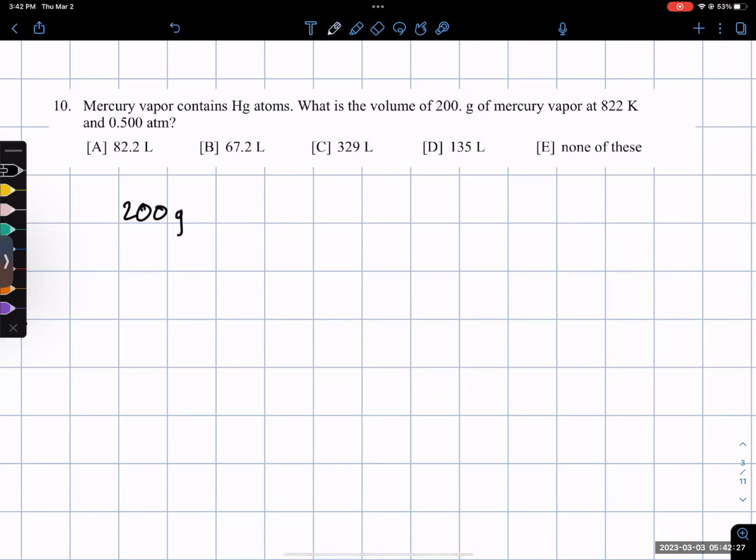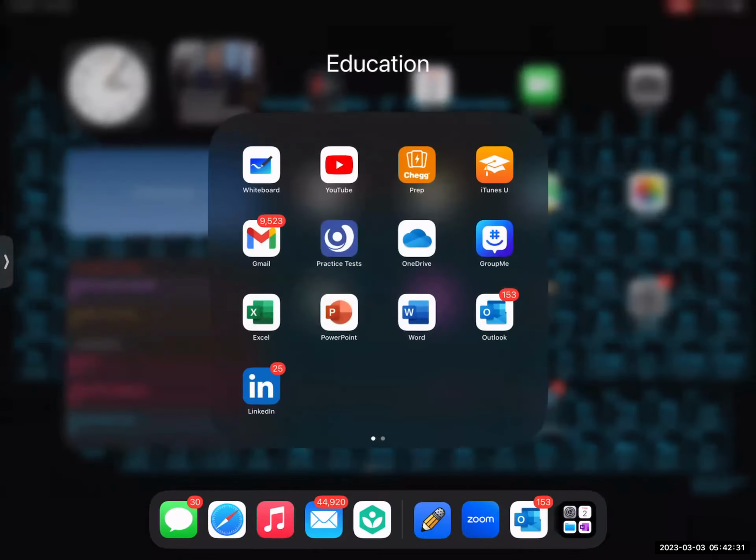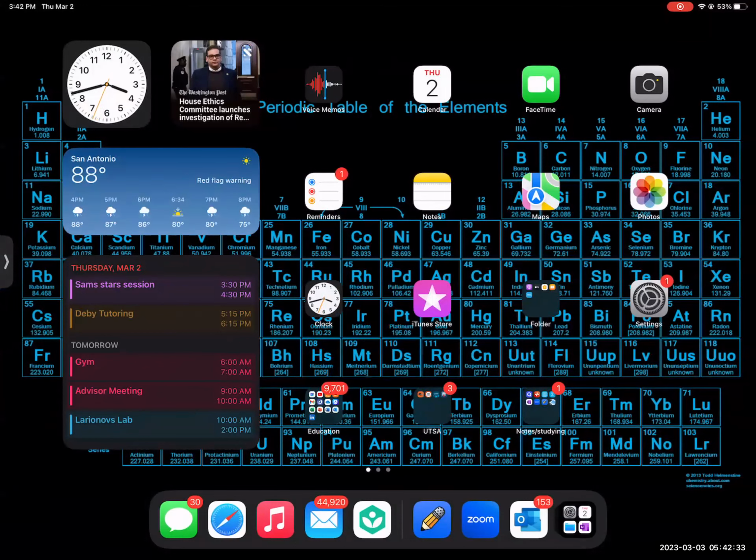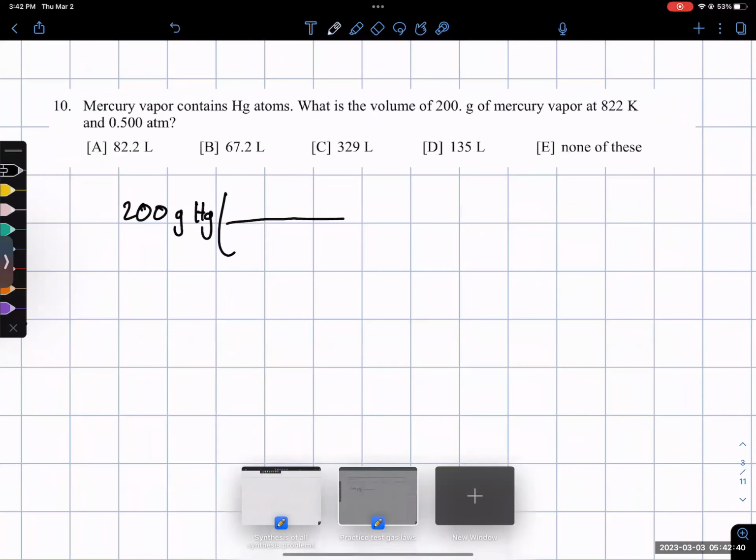What is the volume of 200 grams of mercury vapor at 822 Kelvin and 0.5 atmospheres? So what's our first step? Converting grams of mercury to moles. Yeah, that's a pretty good first step. 200 grams of mercury. And if we look at our periodic table, right about here, you will see that there is approximately 201 grams in one mole.